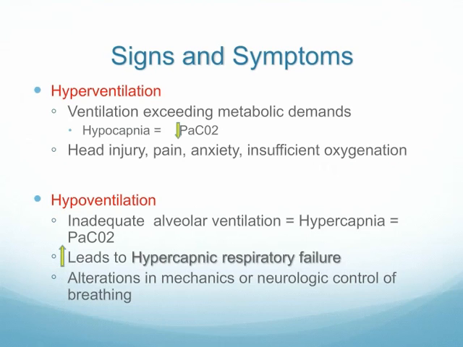Hypoventilation, on the other hand, is a situation where we have inadequate alveolar ventilation and hypercapnia, and our CO2 will increase. This can lead to a hypercapnic respiratory failure where the patient just stops breathing because the CO2 level gets so high. Alterations in mechanics or neurologic function are going to be our primary reasons why the patient has hypoventilation.